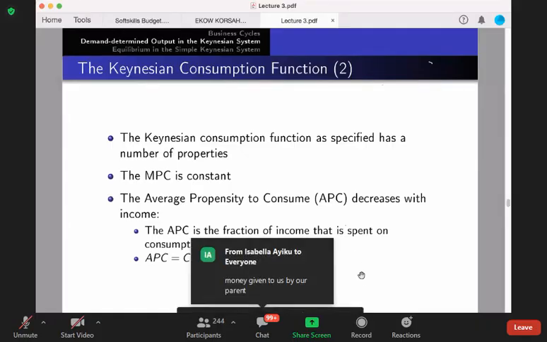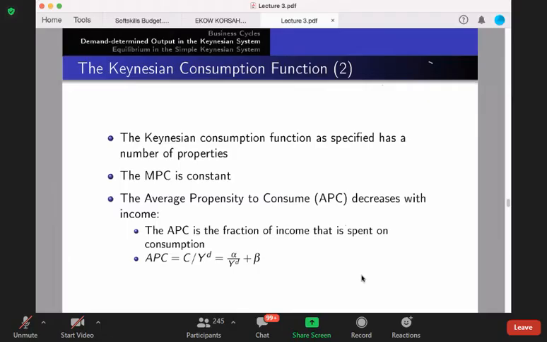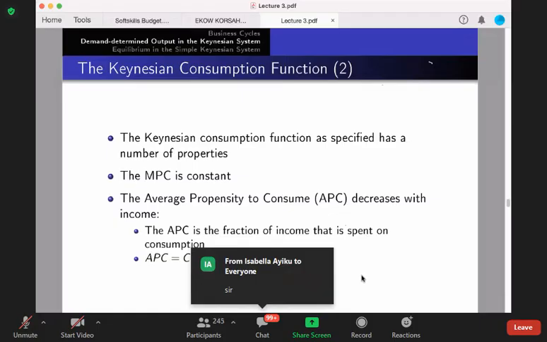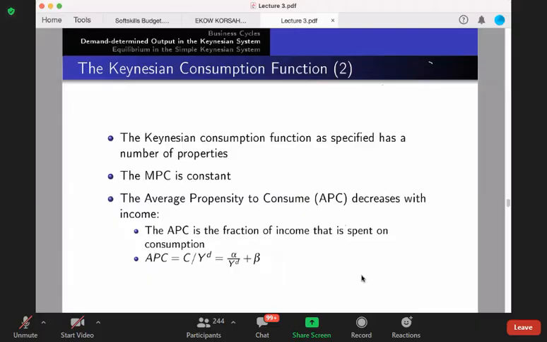Okay, so now let's look at some characteristics of this MPC thing, all right? You know what MPC is: that slope coefficient, the beta. The MPC is assumed to be constant. Then there is this thing called the average propensity to consume, the fraction of income that is spent on consumption. So you know your income, in fact, your disposable income.